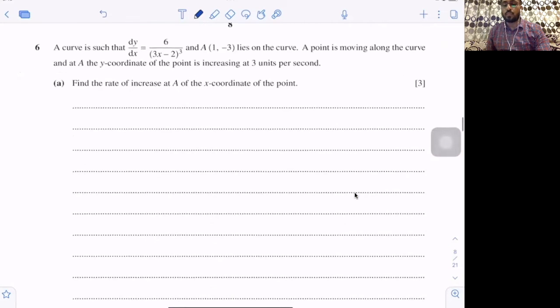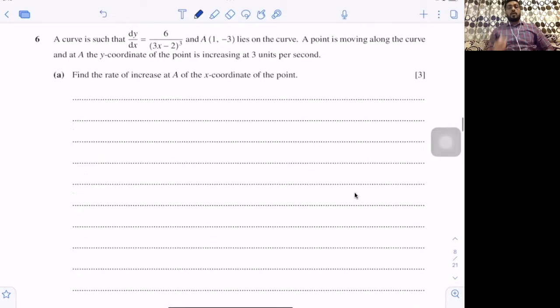We'll go to question number 6 now. Now, what does question number 6 say? There is a curve such that dy upon dx is 6 upon (3x minus 2) the whole cube. So dy upon dx is given.